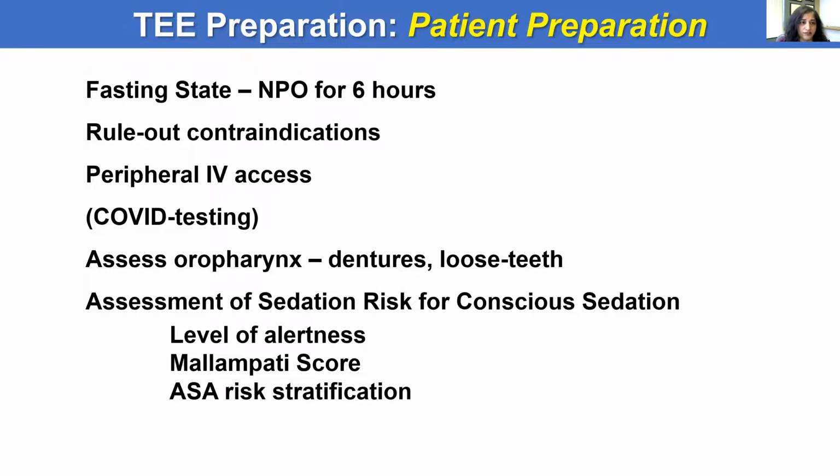Once we've decided to do a TEE on a patient, we next move to how do we prepare. The patient preparation involves a fasting state, typically NPO for 6 hours. You want to rule out all contraindications of TEE and resolve any relative contraindications. Peripheral IV access is required. And now in this day and age, pre-procedure COVID testing can be of value in certain institutions.